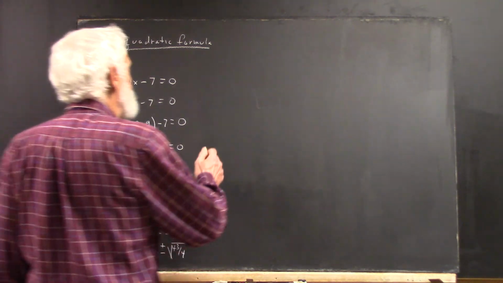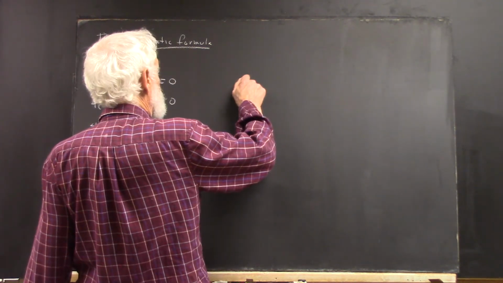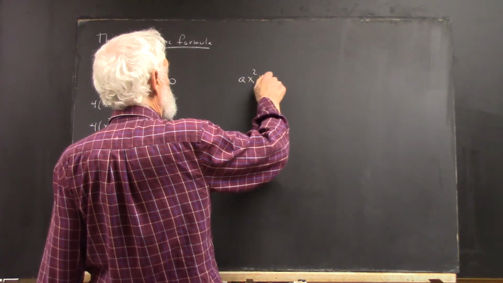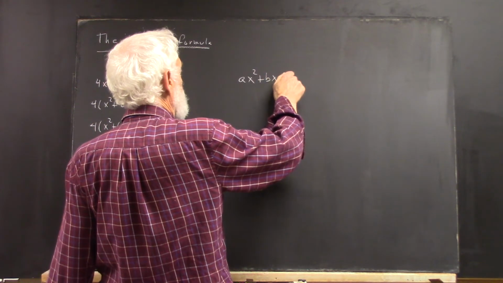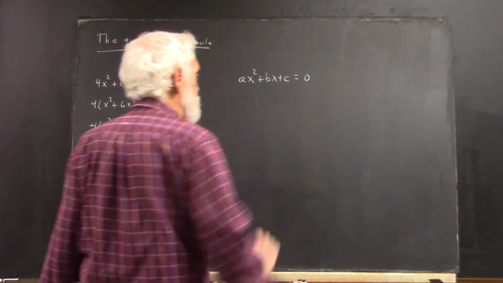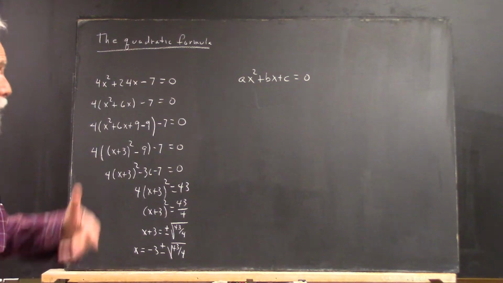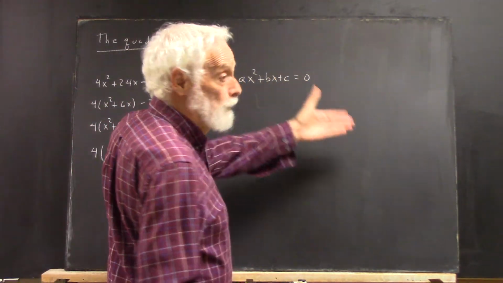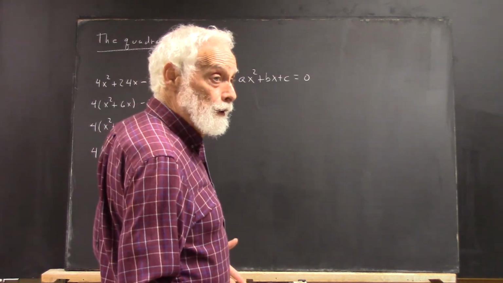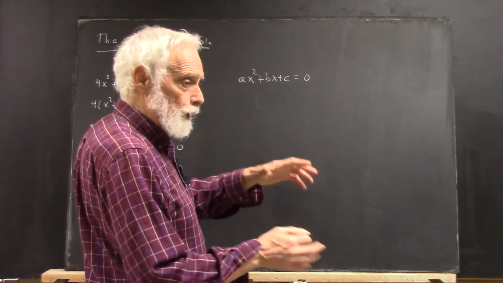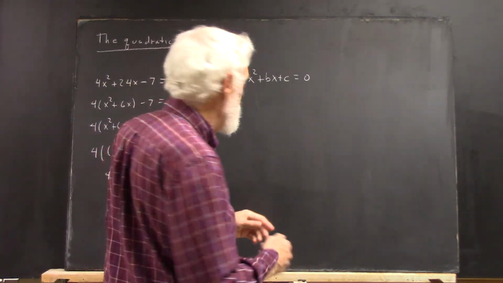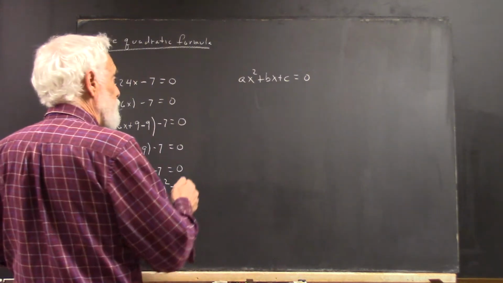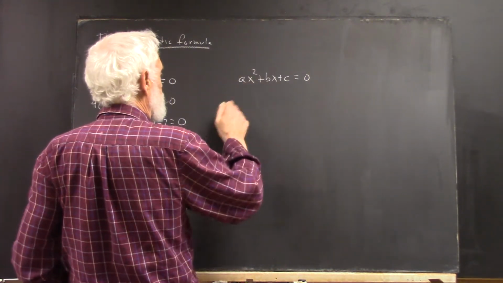Okay, well, in general, if I have the equation ax squared plus bx plus c equals 0, I can complete the square and solve it. I only have letters here, I don't have numbers, so I'm going to have to deal with some fractional expressions, but they're not going to have numbers in them. I'm just going to have a's and b's and c's. So what I do is I first factor out a.